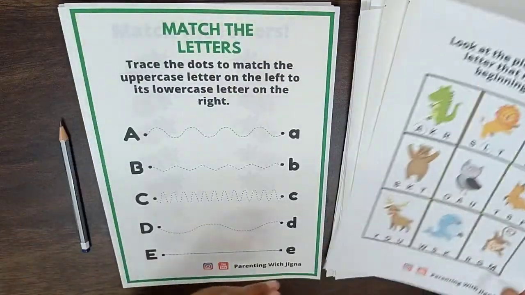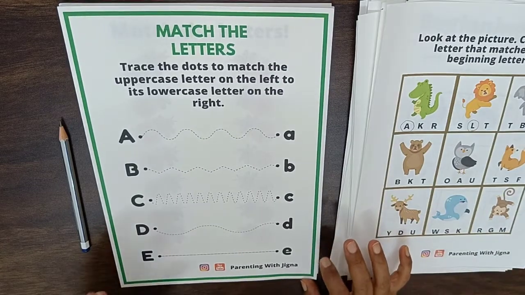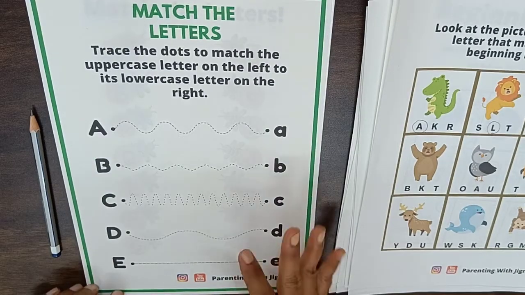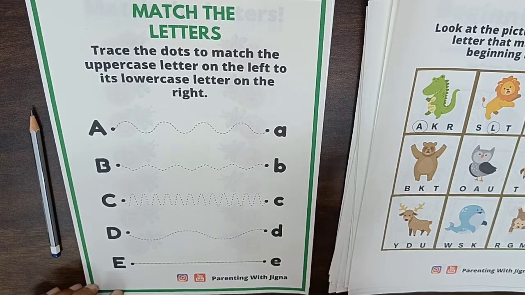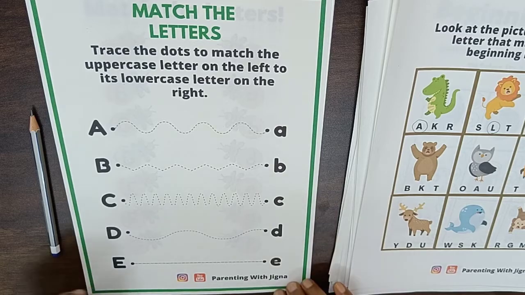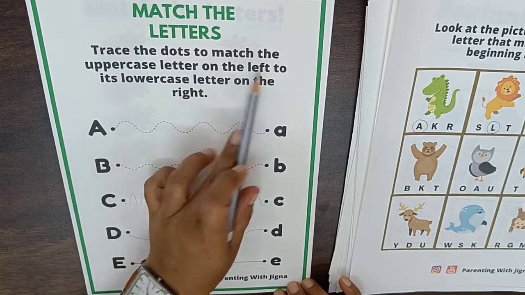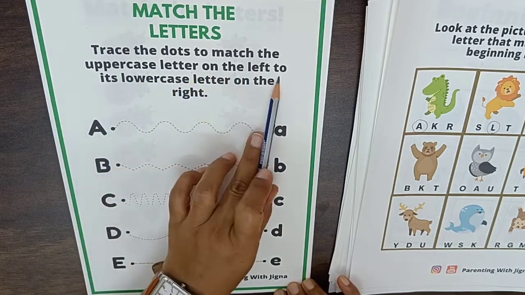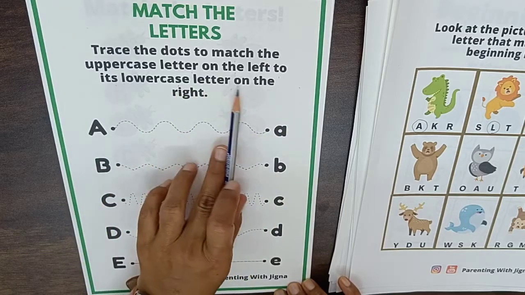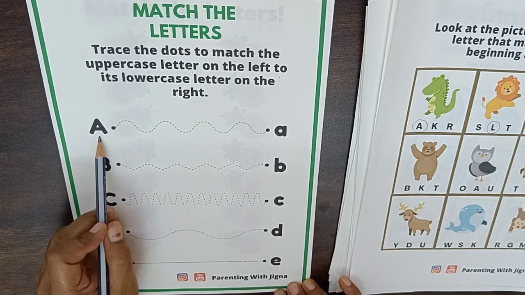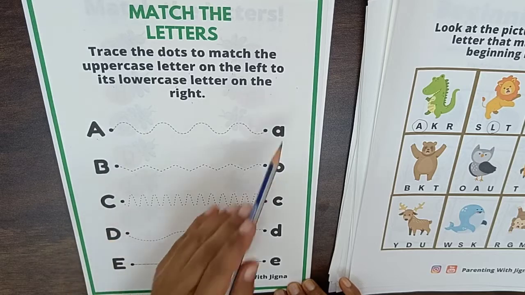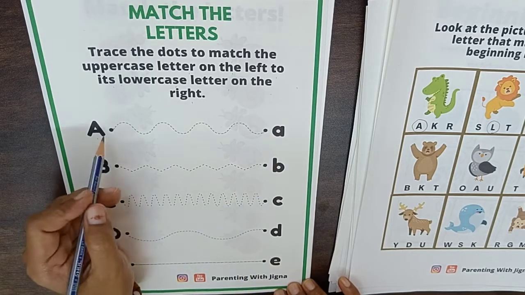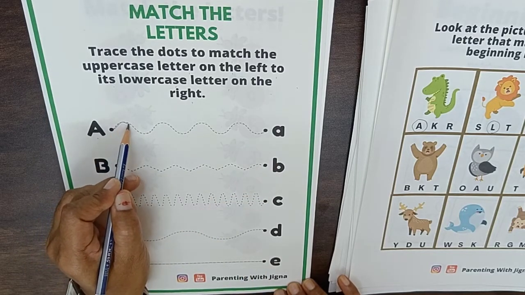Well, let's move further. Match the letters, because this is a must-ask question for LKG in the English exam. They will always ask this kind of question, any school. So here, trace the dots to match the uppercase letter on the left to its lowercase letter on the right. So here is uppercase, here is lowercase. They need to match by drawing the line.